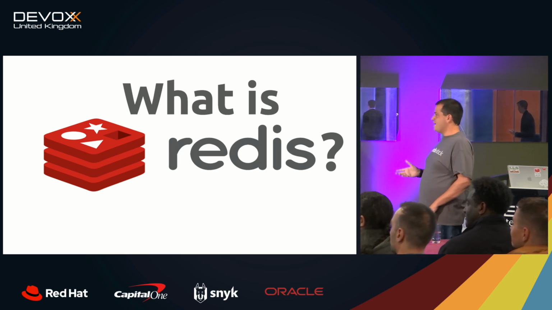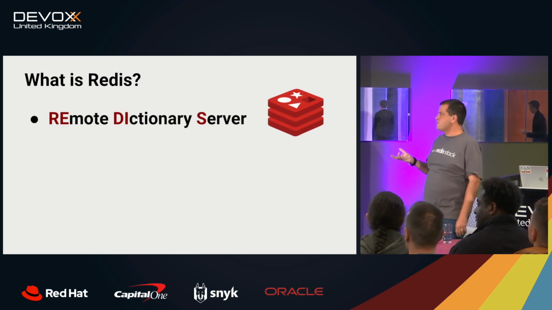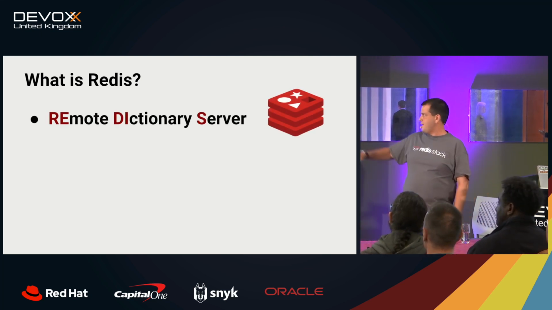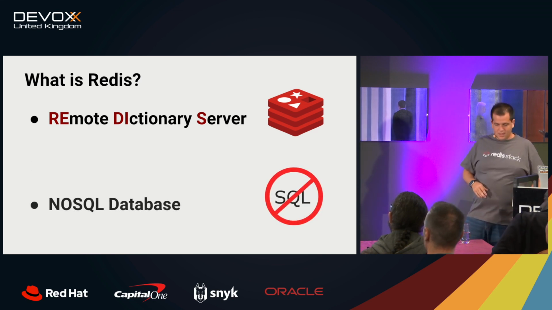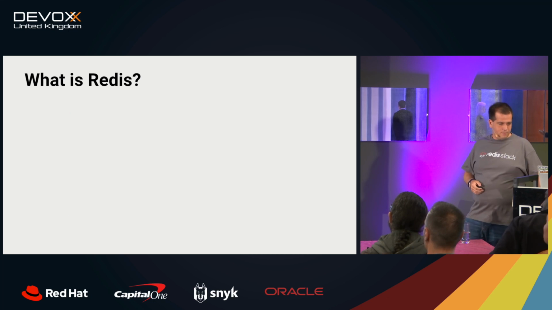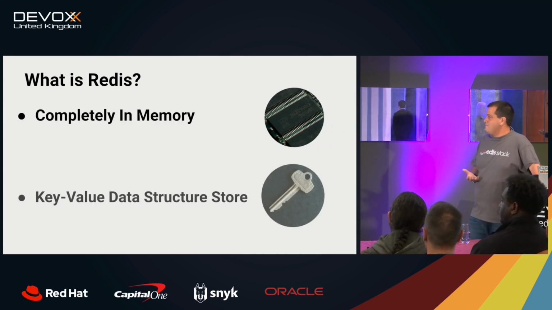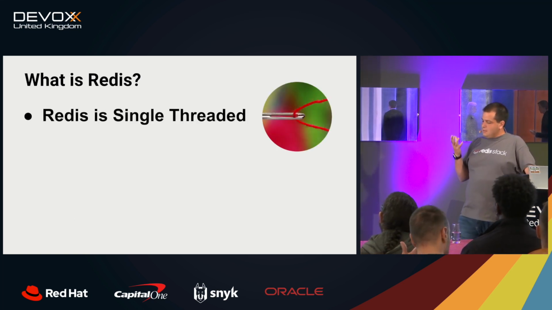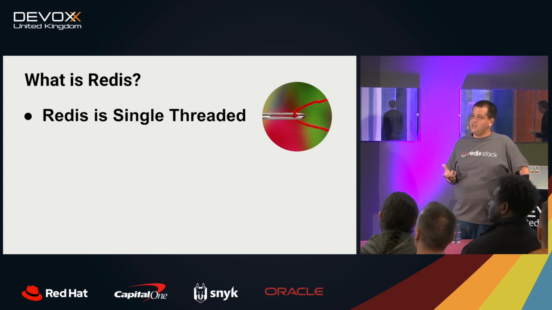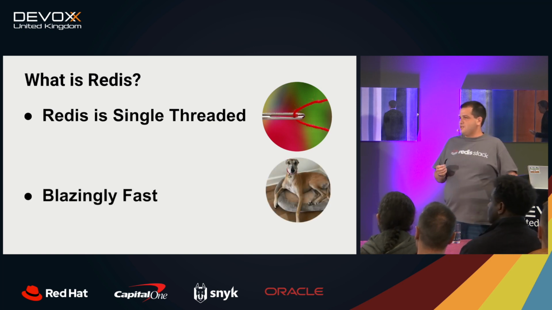So what is Redis? Well, Redis actually stands for Remote Dictionary Server. That's where the acronym comes from. It's a NoSQL database. And some of the key features of it are that it's completely in memory and that it's a key value store. And one of the other really key features of it is that it's actually single threaded. And this becomes really important when we're going to be talking about ACID in a little bit and the acidity of Redis. And because of all this, it's blazingly fast.